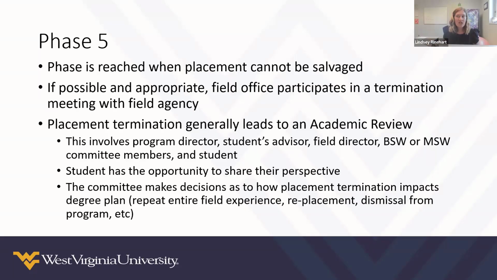When a placement is terminated, this generally leads to an academic review. This is not a punitive measure, but really an opportunity to figure out what happens next. It depends on what happened and how we go about it. This review would involve the program director, the student's advisor, the field director, members of the appropriate committee, and the student. This gives the student a chance to talk through what happened from their perspective. And then the committee would make a decision as to what we do about the placement termination. Are we able to replace the student quickly within the same semester? Is this something that might need to be redone the following year, or other options?